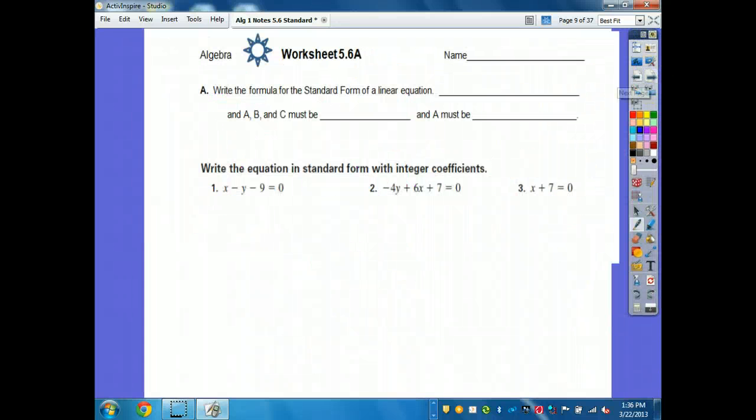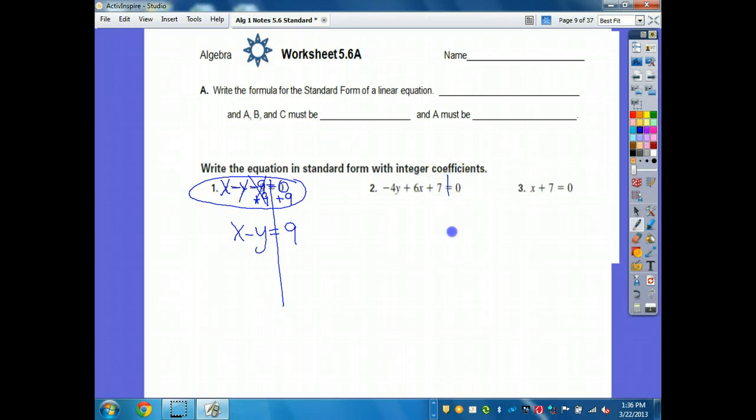Your worksheet looks like this. How do I do number 1? This is x minus y minus 9 equals 0. Write the equation in standard form. All I have to do is rearrange these on this page. What do I do? So I'd have to get the 9 over here. So that leaves me with x minus y equals 9. That one would be done.